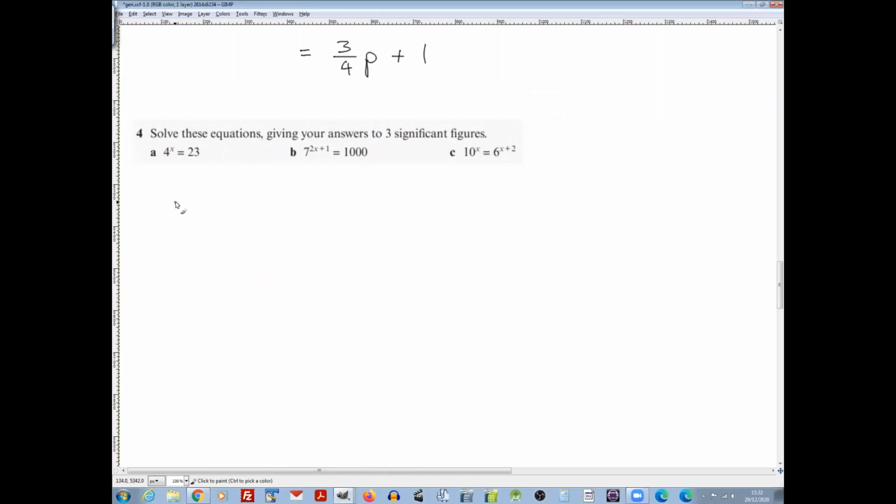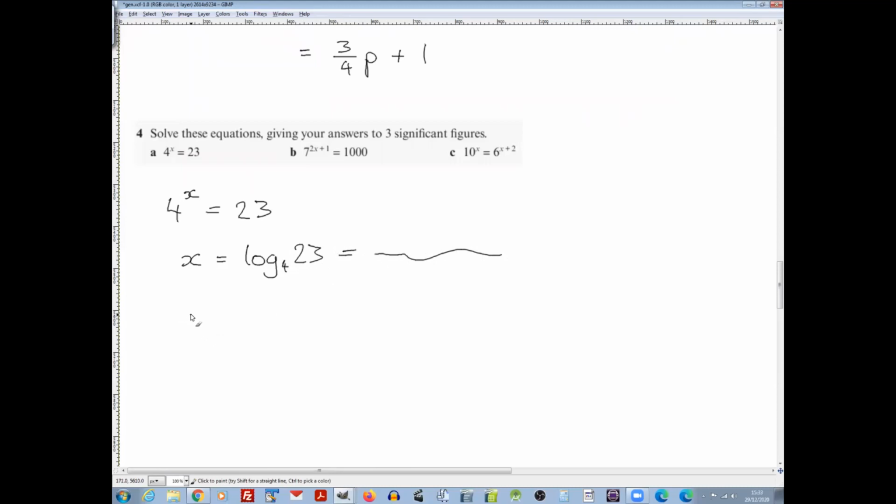Solve these equations, giving your answers to 3 significant figures. So x is the power we have to raise 4 to get 23. So we would say next what? Log base 4 of 23. x equals the power we have to raise 4 to get 23. Plug it in the calculator, whatever it is.